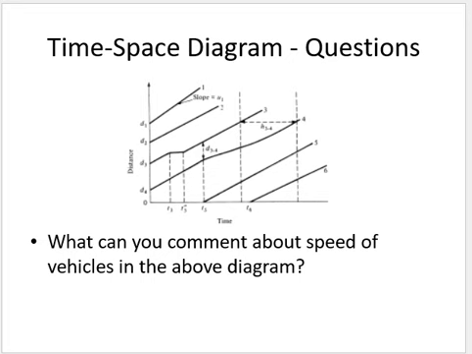I think we already covered it. Any comment you want to give about the speed of the vehicles in this diagram? Anything you observed in this diagram about the speed of the vehicles? Seems at the end they have the same speed. So in the end they have the same speeds. Okay, what else? Anything else?